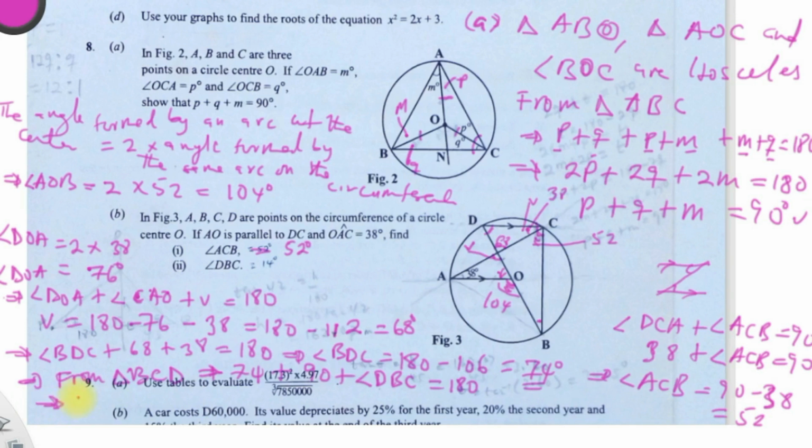It implies that 74 plus 90 is 164, plus angle DBC is equal to 180 degrees. So make angle DBC the subject. Angle DBC is equal to 180 minus 164. What is 180 minus 164? 16 degrees. Have you seen? So it means that this angle is equal to 16 degrees.